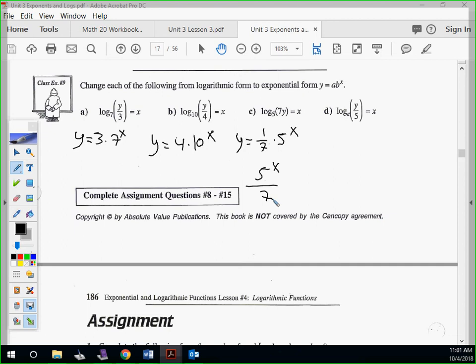Okay, and the last one here, we got e to the x, and it's over 5. So y equals 5 times e to the x. Okay, that is it for today.